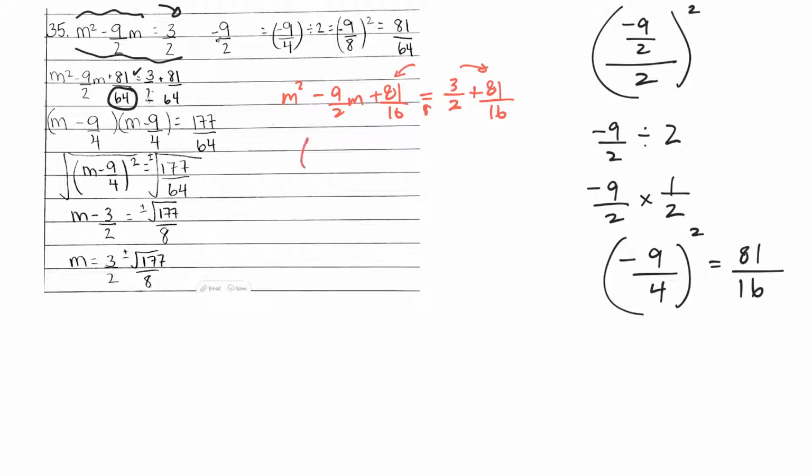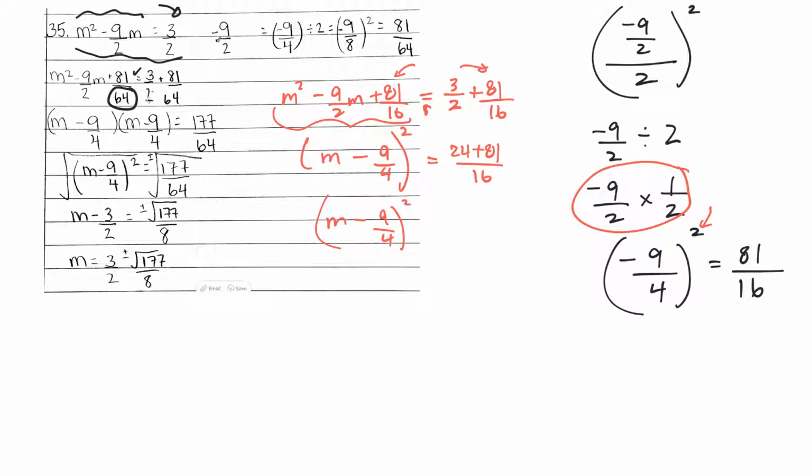So on the left side, now I've got m minus whatever 9 halves is divided by 2 before you square it. So it's the answer to this piece before you do the squaring. So it'd be minus 9 over 4. Okay, so minus 9 over 4, all squared. That's what this factors into, is equal to, and now we can add this. That'd be 24 plus 81 over 16, I think. Let me just figure out what that is. M minus 9 quarters squared is equal to, well, that'd be 105 over 16.